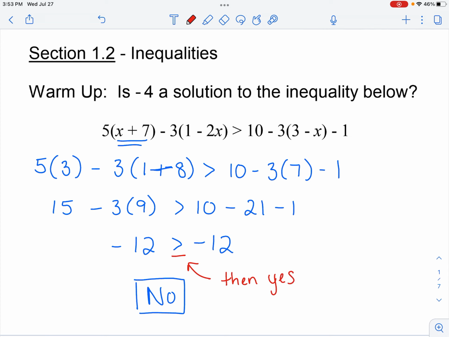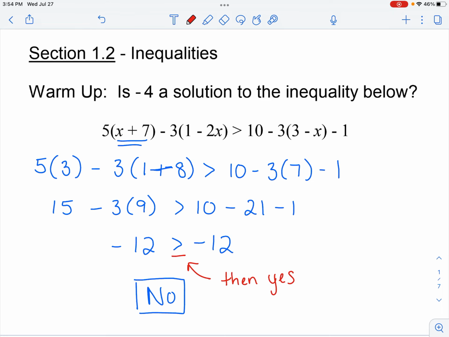But that's not what the problem said. I would have to change the original problem to have an equal to, make it a greater than or equal to, to make this a true statement. A number is never bigger than itself. A number is never smaller than itself. A number is only equal to itself. So to check if a number is a solution to an inequality, all we want to do is plug the number in and see if we get a true statement at the end.